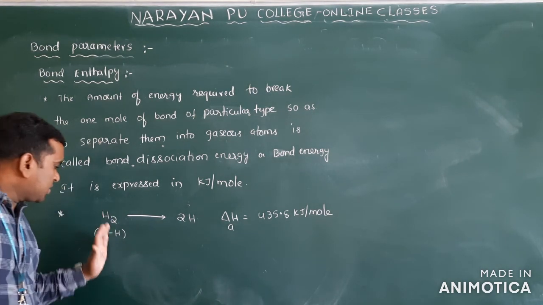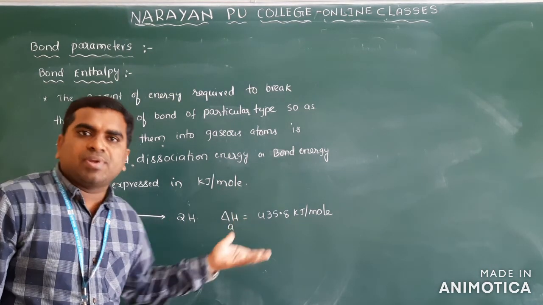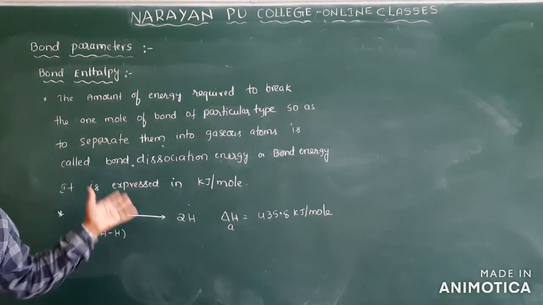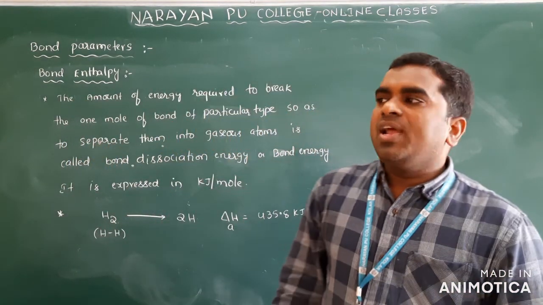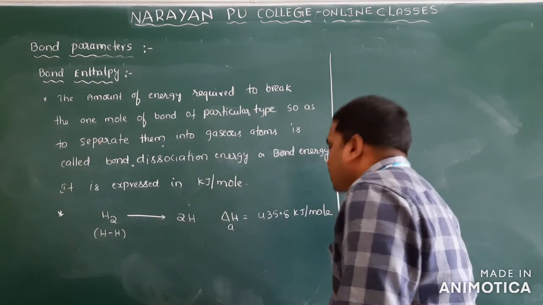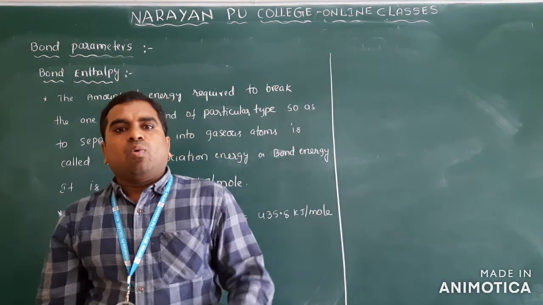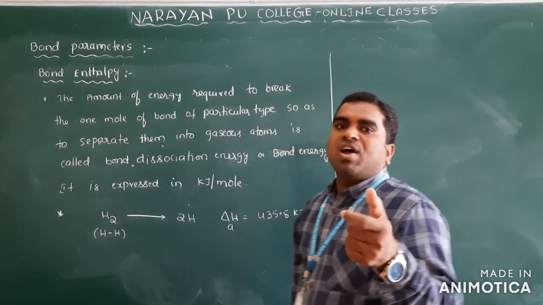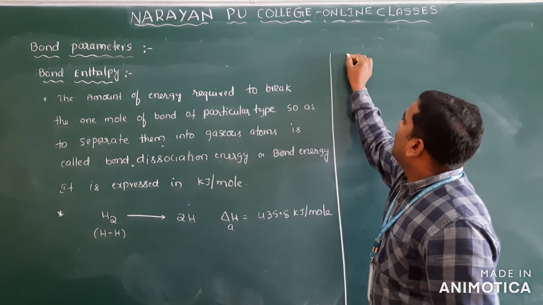The bond enthalpy is automatically equal to the bond dissociation energy. That means the bond energy is only the bond dissociation energy. But the problem is here for polyatomic molecules. Clear? For polyatomic molecules, the bond enthalpies are usually average values. We have to take the average values.